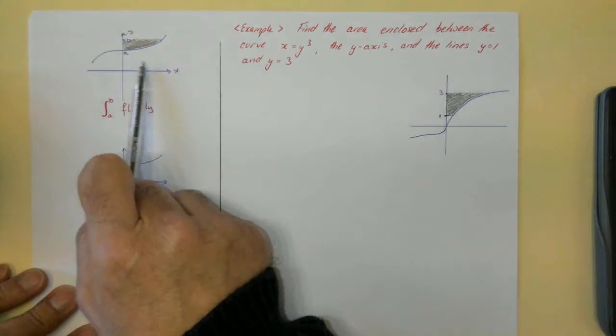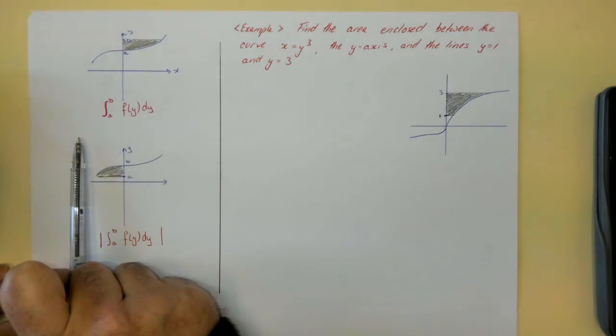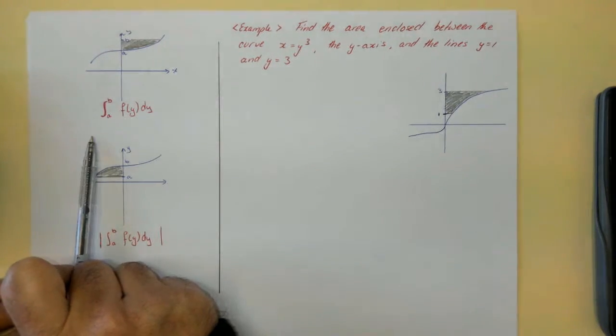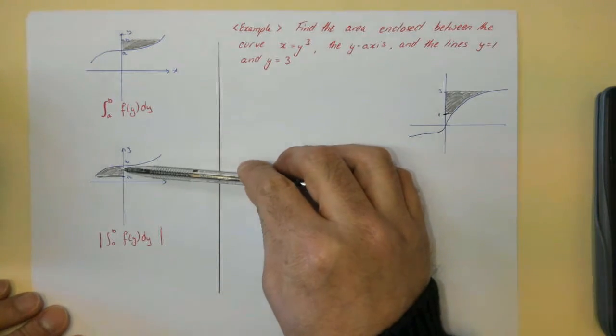Now, anything on the right-hand side is going to be a positive area. Anything on the negative side of x is going to be a negative area. So we have to take the absolute of that.